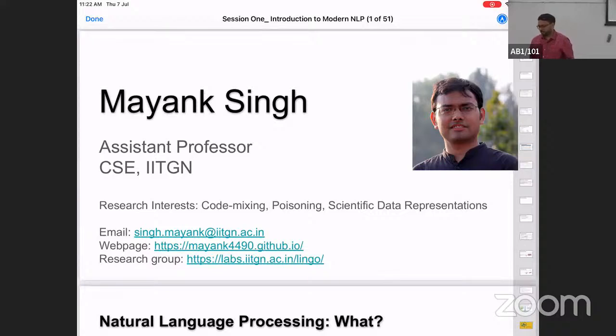And then I also work on scientific data representation. So that means you are reading research papers. So there are so many research papers that you have read, but can you create representations out of them, right?